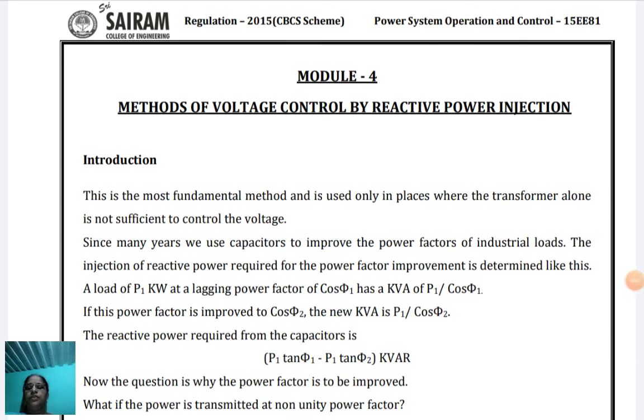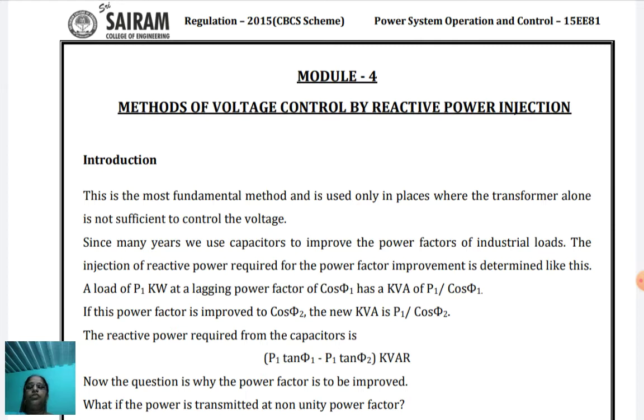Dear student, now I give a lecture on methods of voltage control by reactive power injection. Already we studied that reactive power injection is used to control the voltage in the power system. Now we study in detail the methods of voltage control by reactive power injection. Now, an introduction to methods of voltage control by reactive power injection.